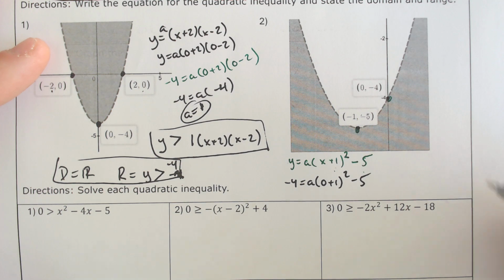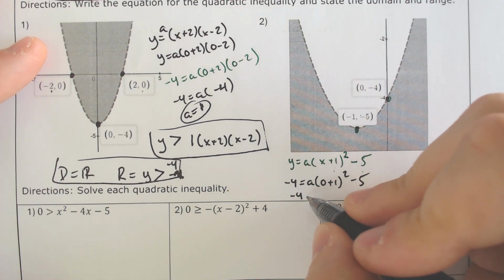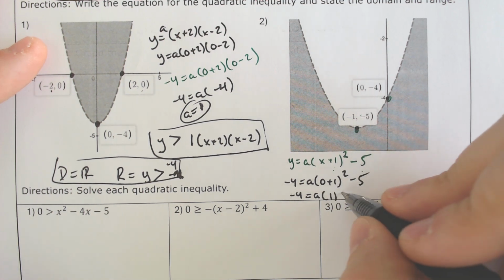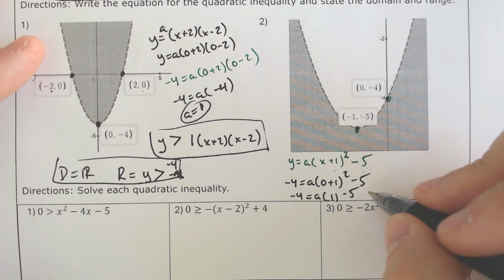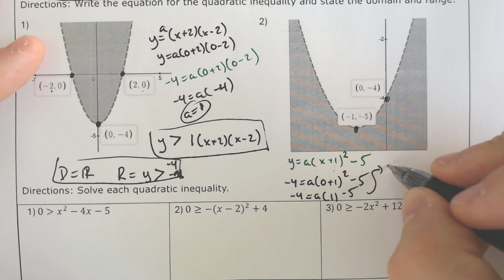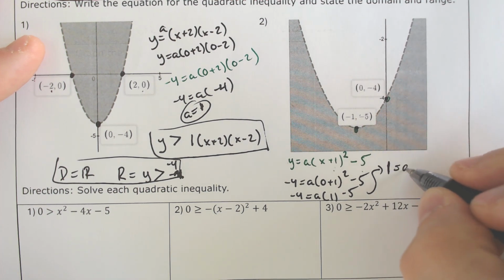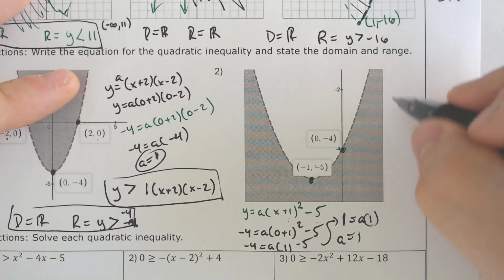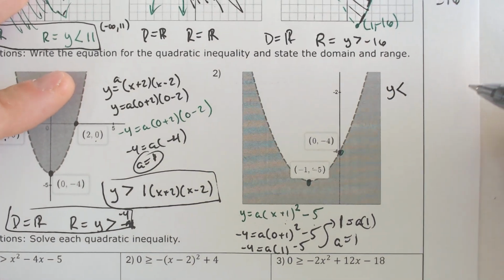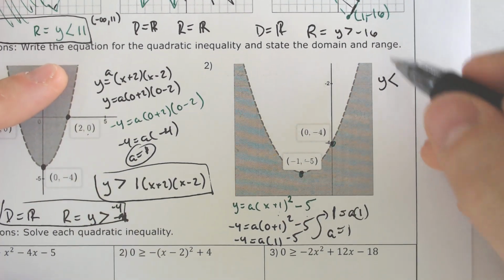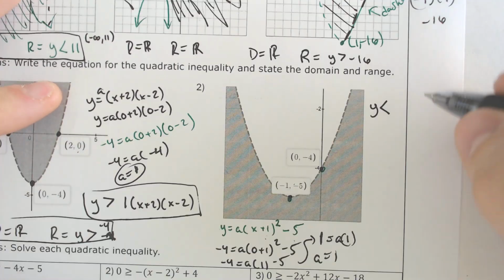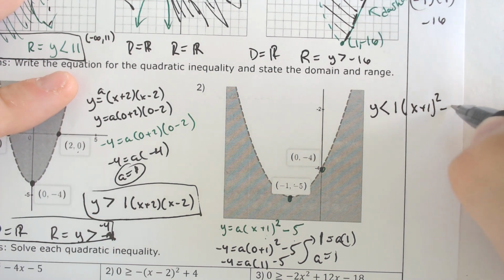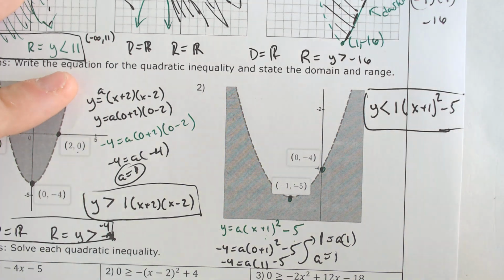We're going to have to solve for a, so if we do that, we end up with -4 equals a times 1, because 1 squared is 1, and 0 plus 1 is 1, -5. You get an a value of 1 again, which is quite annoying. A is equal to 1a, so a is equal to 1. So now we can write our equation. It's going to be less than, because it's shading down, and it's not equal to, because it is dotted. And then we have an a value of 1, change the sign, keep the sign, get our answer.